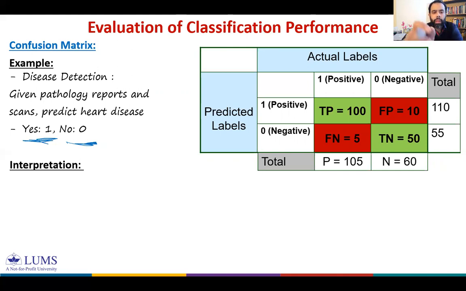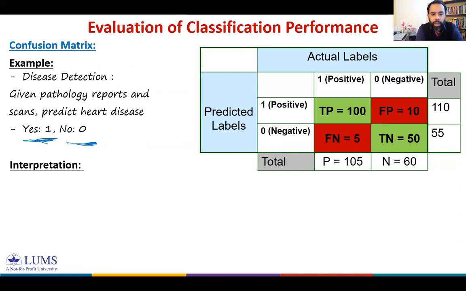First of all, you would say that P is 105, N is 60. So in total, we had 105 plus 60, 165 patients. We had 165 cases, 165 data points. Out of those 165 data points, we had 105 with positive label and 60 with negative label. So we had 105 cases with heart disease and 60 cases of healthy people. It's not called patient.